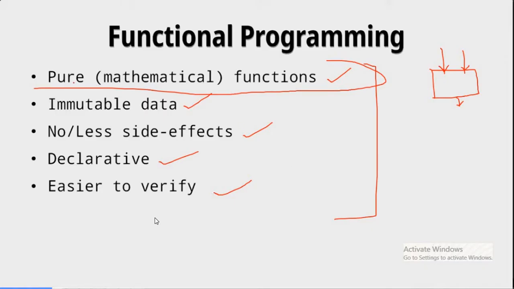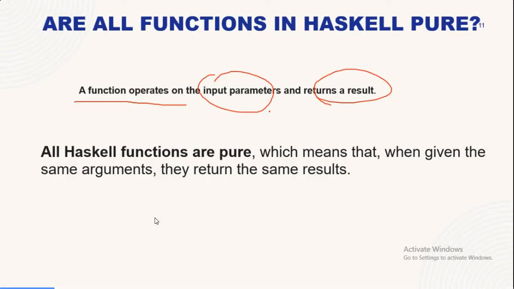The concept behind the pure or mathematical function, is it clear? That means suppose just think this is a function model. In this model, if you are giving some input, it will provide one output to you. That is the concept of pure mathematical functions. Okay, sir. Next is immutable data.